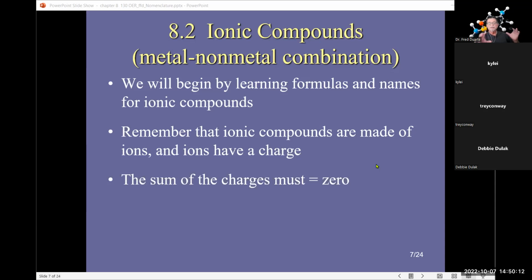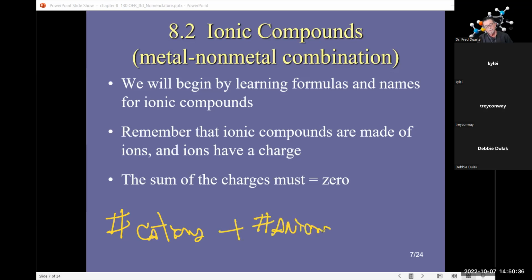All right, so when we start putting these together, they're made up of ions. So the total number of cations plus the total number of anions that we put together must equal 0. That's like 99% of the time when you end up with a neutral compound, but it is feasible to have a non-neutral compound.